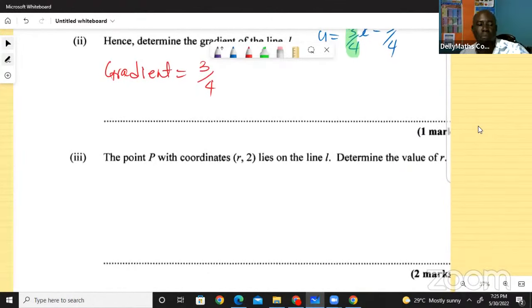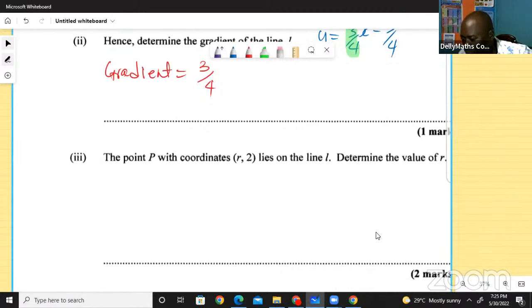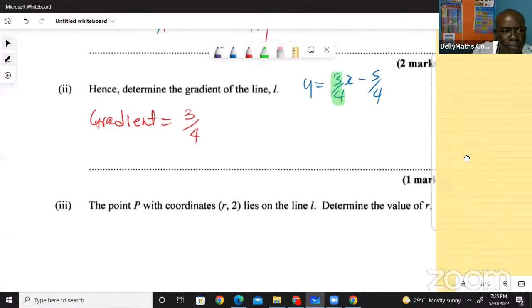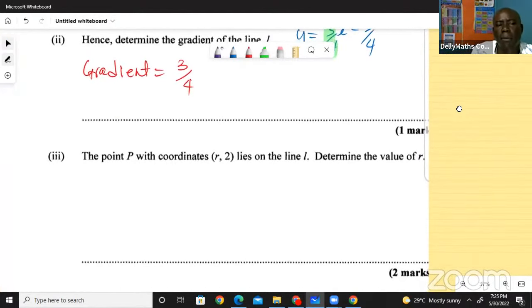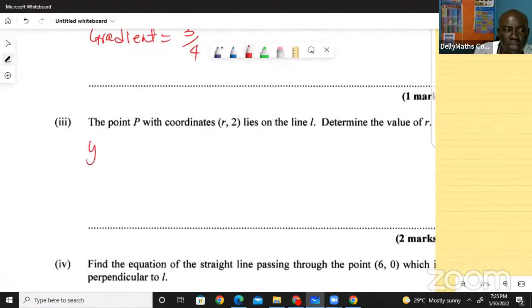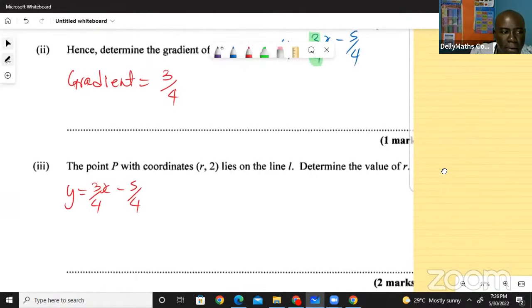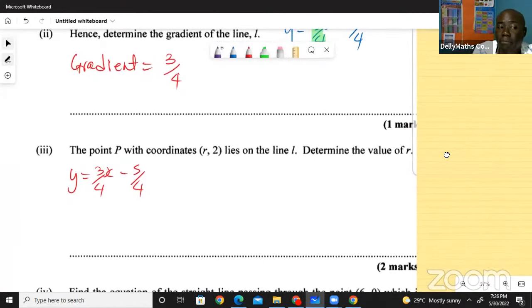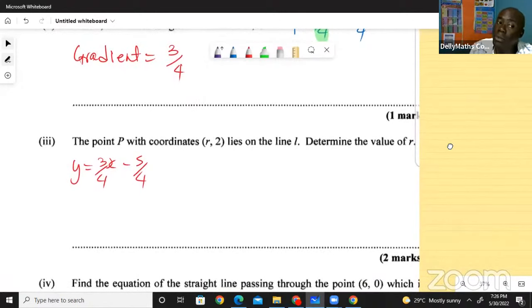The point P with coordinate R, 2 lies on the line. Determine the value of R. All right, so this is a very nice question. Whenever we have the equation of the line that says y is equal to 3/4x minus 5/4, and they said there's a point on that line, R with 2 at the back, they're saying determine the value of R.